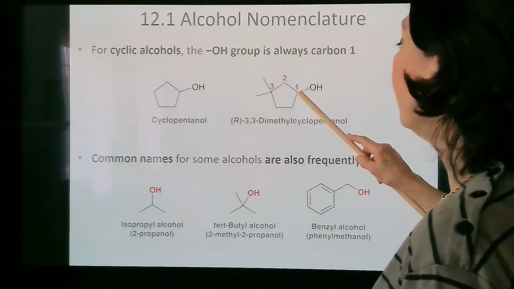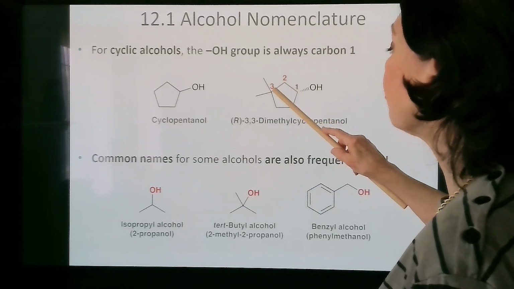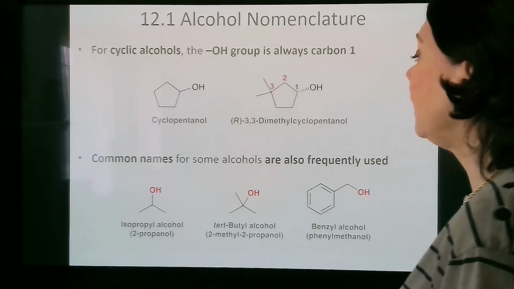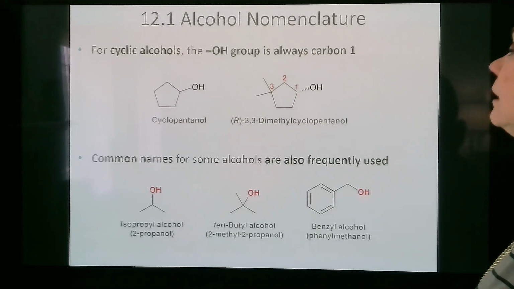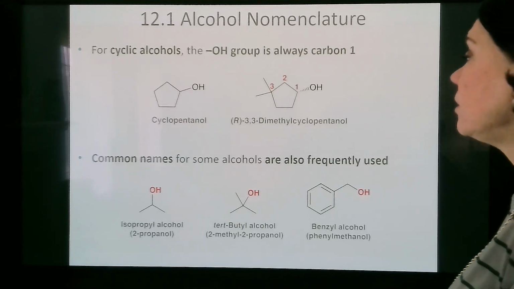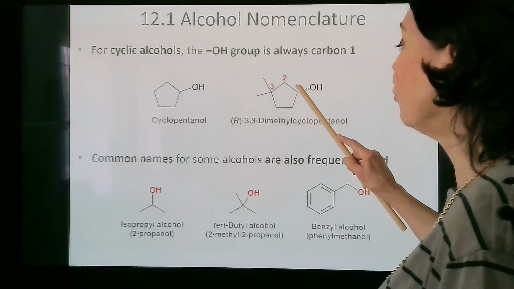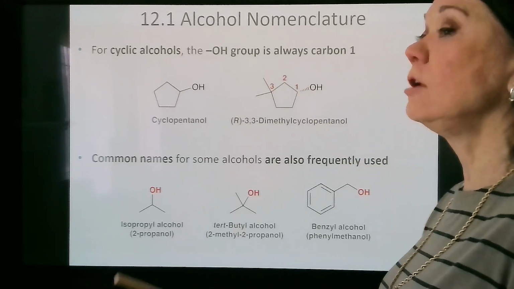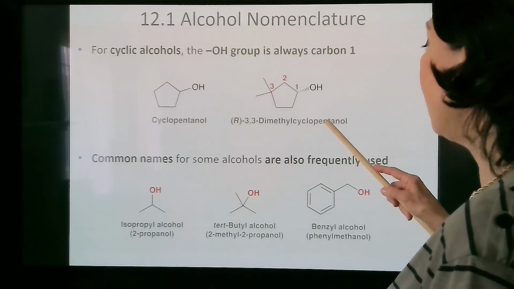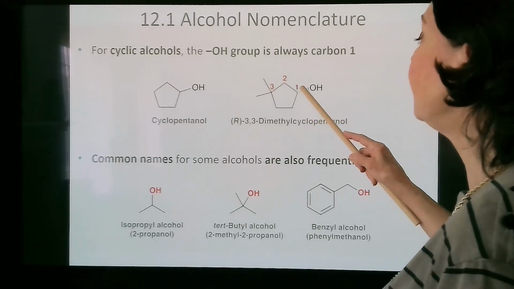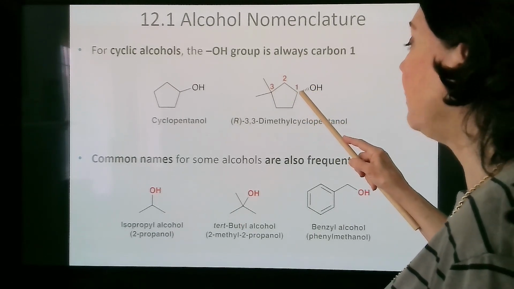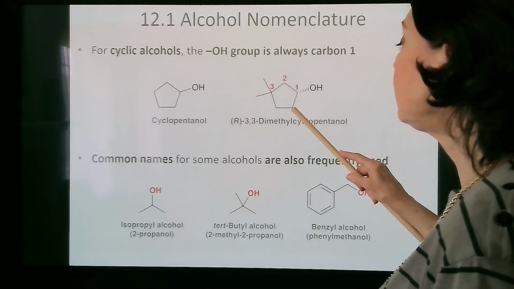So you start numbering at the hydroxyl group: 1, 2, 3. So this is going to be a 3,3-dimethyl cyclopentanol, and you don't have to specify that the hydroxyl group is at the 1 position because that's understood. And so you don't have to put the 1 in any place. The hydroxyl is understood to be at C1.